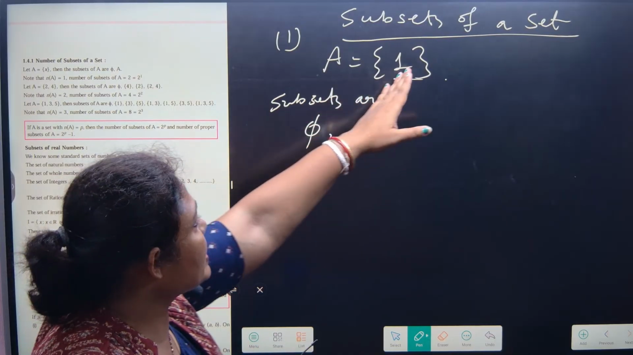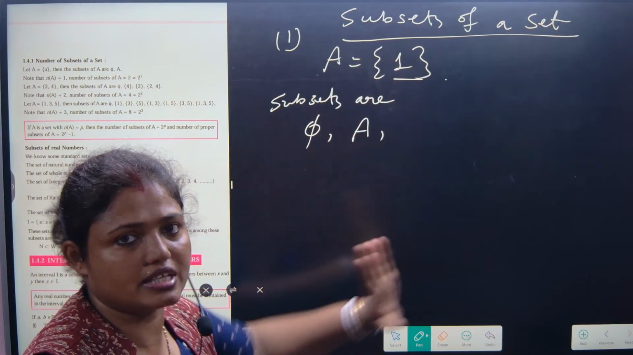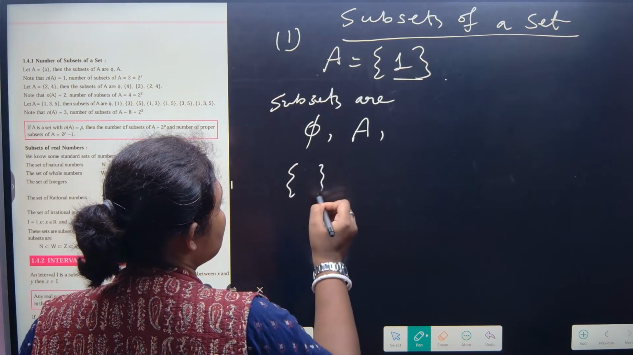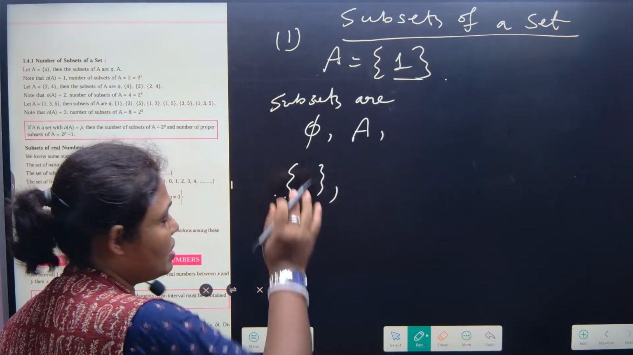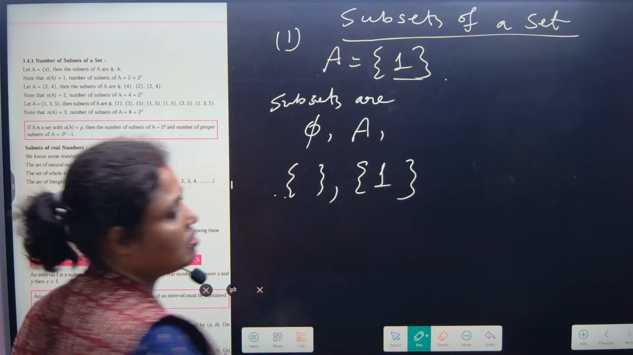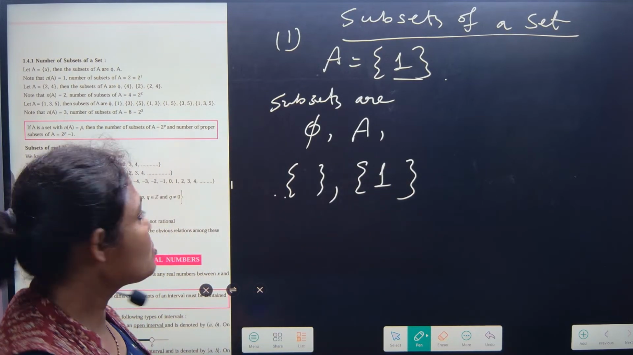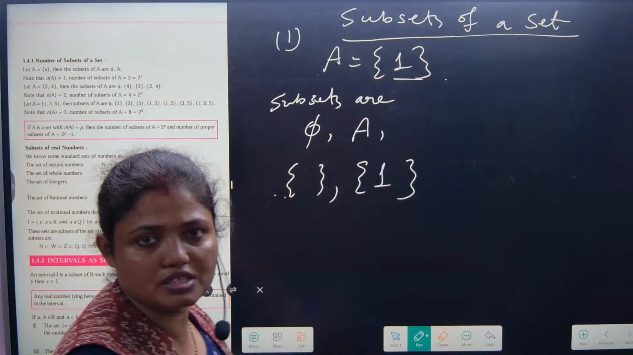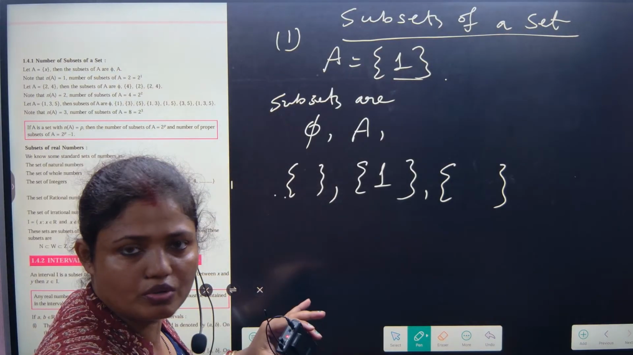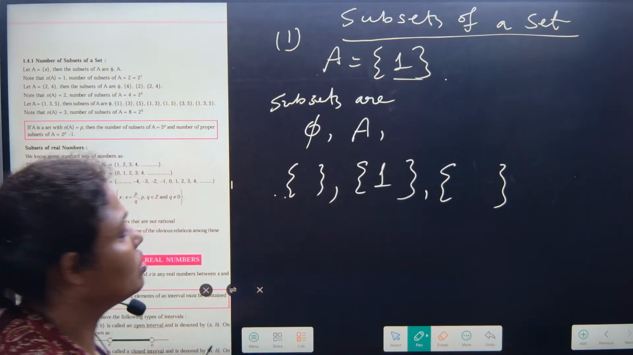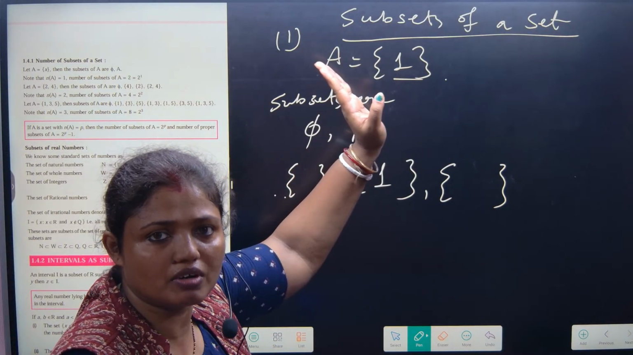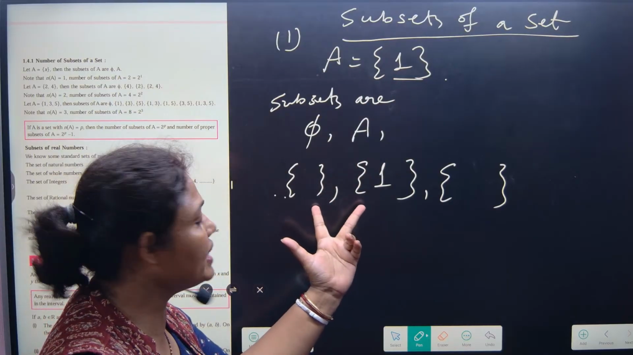That means, do we have any extra element here with which we can make a set? No. See, we have already done phi, and we don't have any other elements. We are making another subset with 1, right? So we don't have other elements such that we can make another subset. So this is it, we have only 2 subsets here. If we have one element in our set, then we have only 2 subsets.